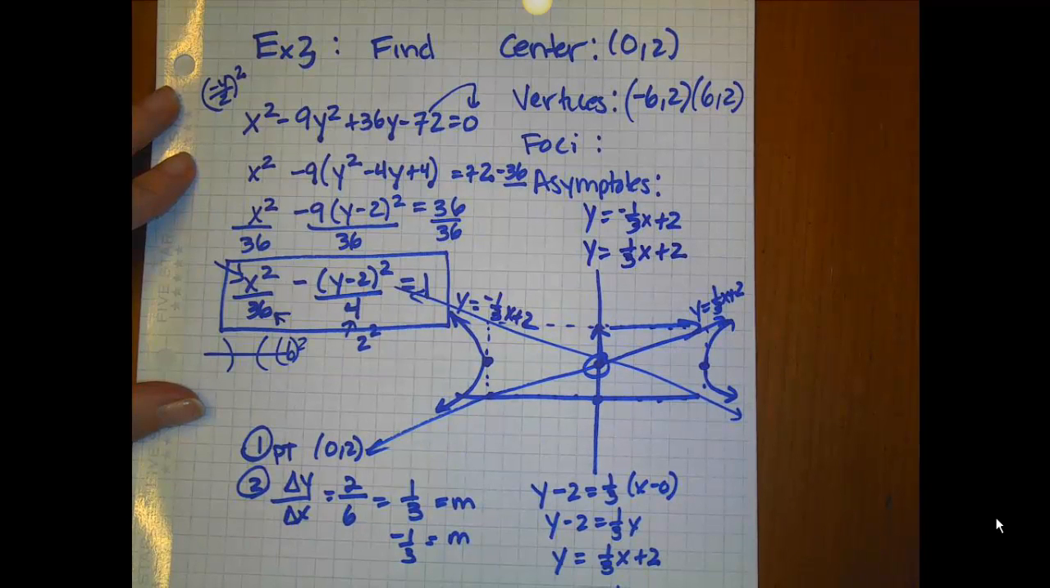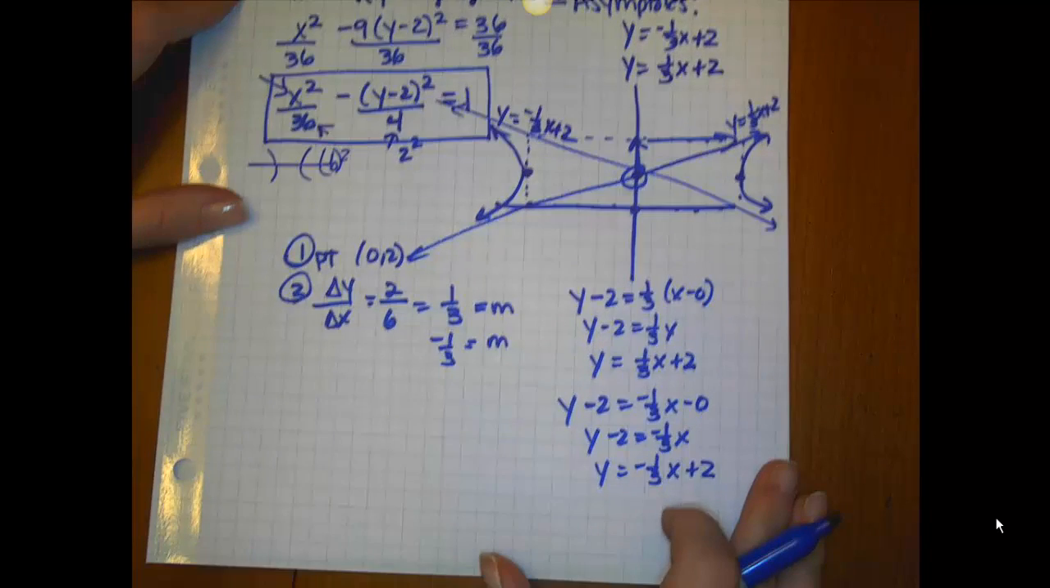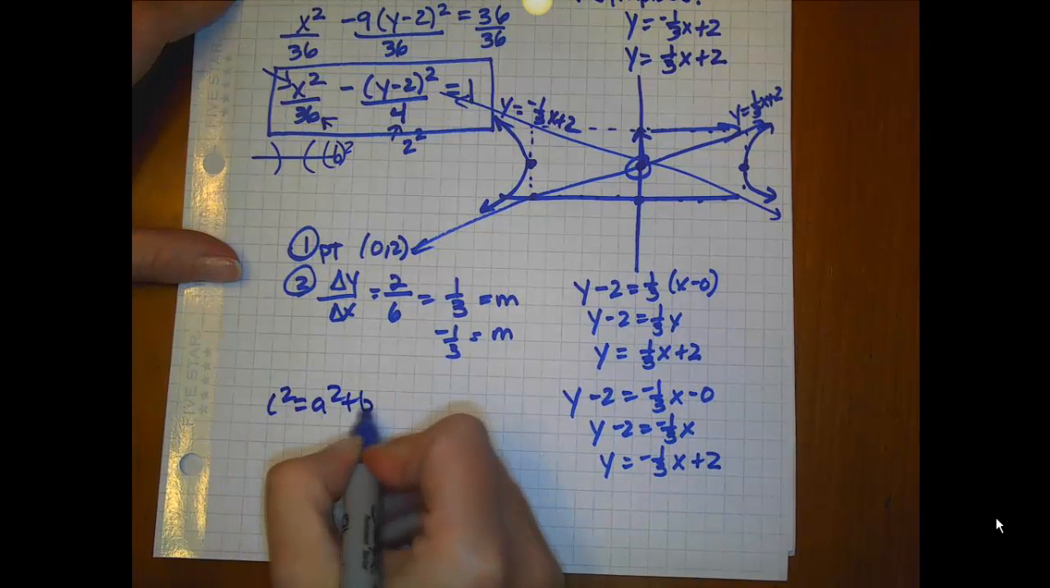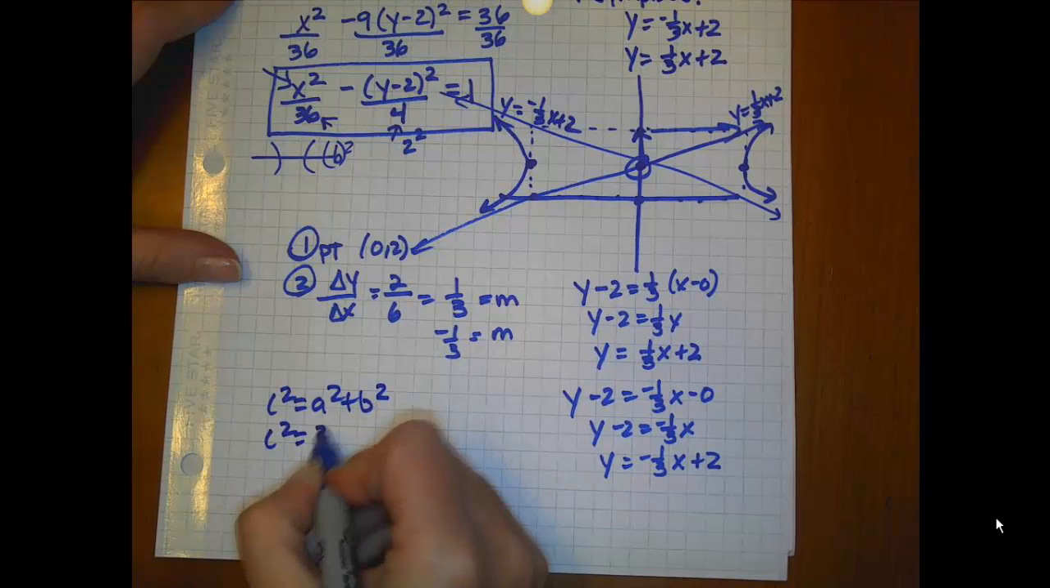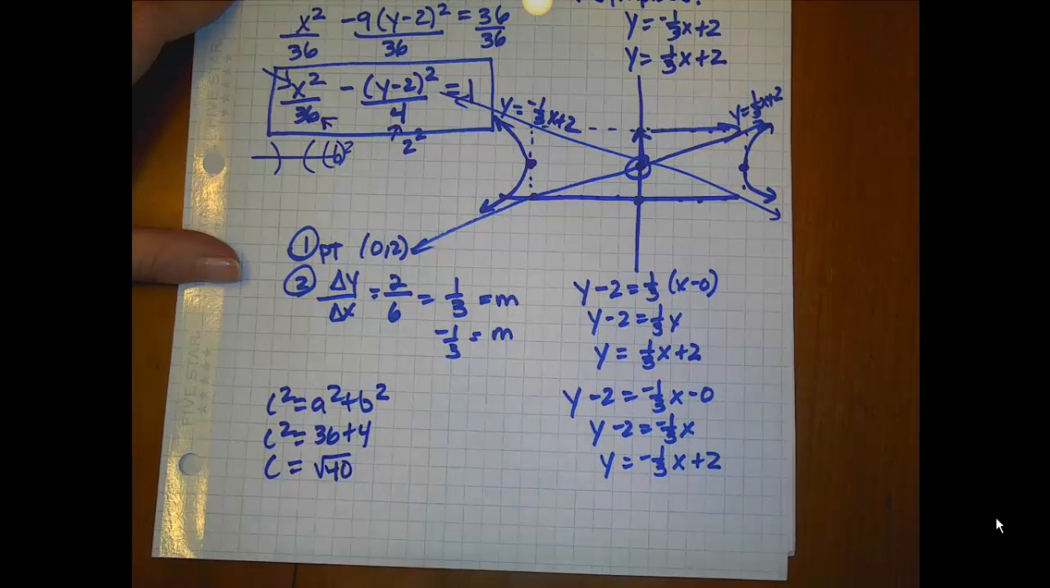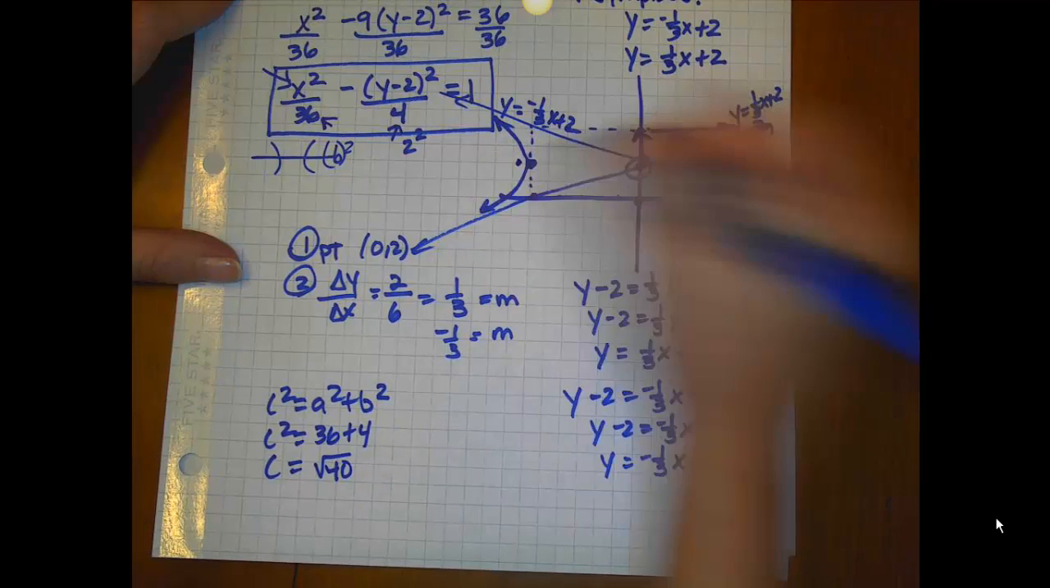And last but not least, let's find our foci. I've got a little bit of room down here. So my foci is going to be c squared equals a squared plus b squared. This is similar numbers from a previous problem. So I get the square root of 40, which is between 6 and 7.